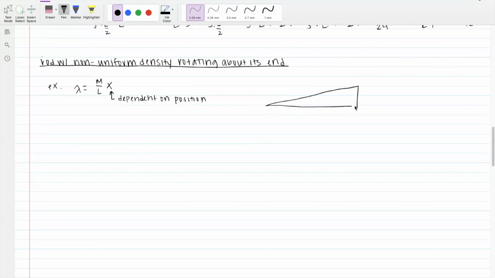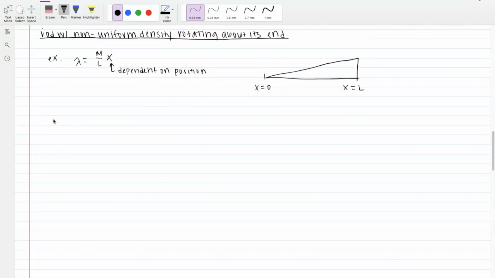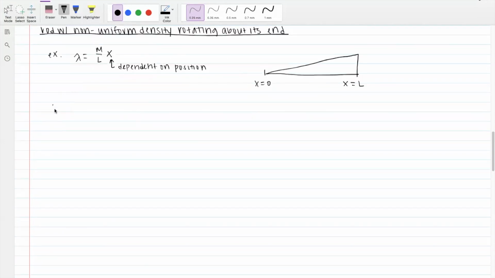We have some sort of mass. Let's say x is equal to 0 on this side, x is equal to L on this side. And as you see, the density is larger at x is equal to L than when x is equal to 0. So the first thing you want to do is replace lambda and derive dm.